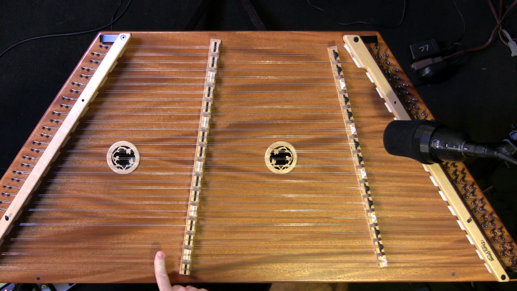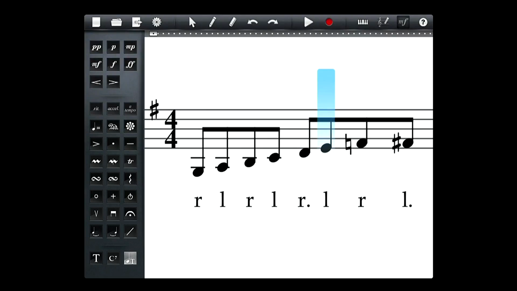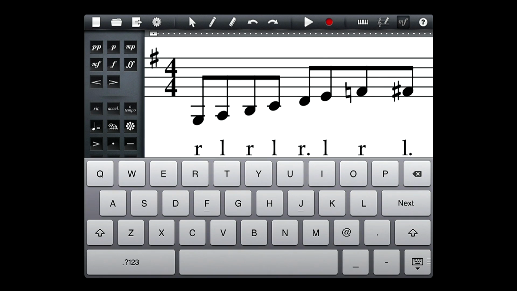Now that can be confusing. If there's just an L or an R marking, you might not know which one to play. So I've got a pretty simple system that I use, and I'll explain that to you now. Let's go back over here and take a look at the E that's highlighted in blue, the particular E that we're talking about. So we want to play that on the bass bridge with our left hand. I'd leave it marked just like it is.